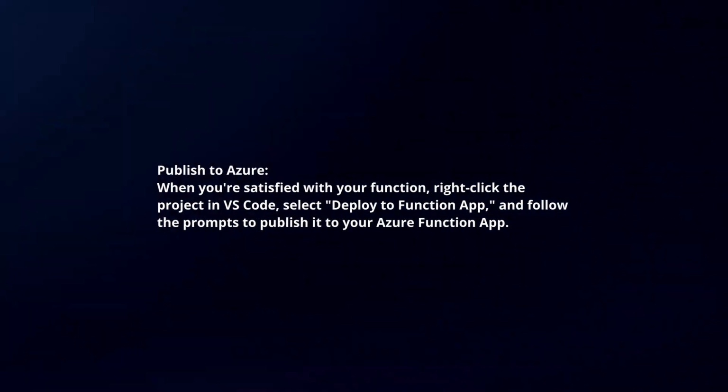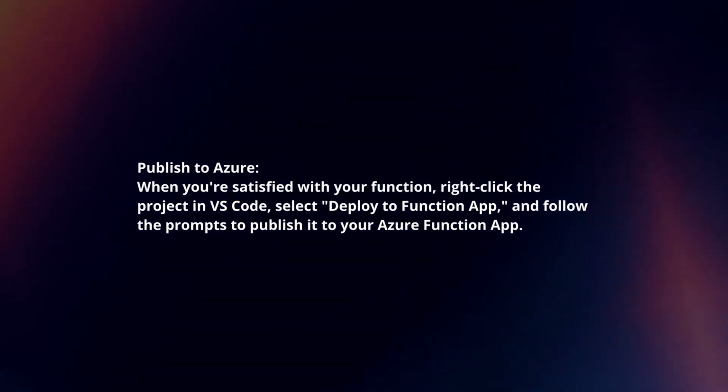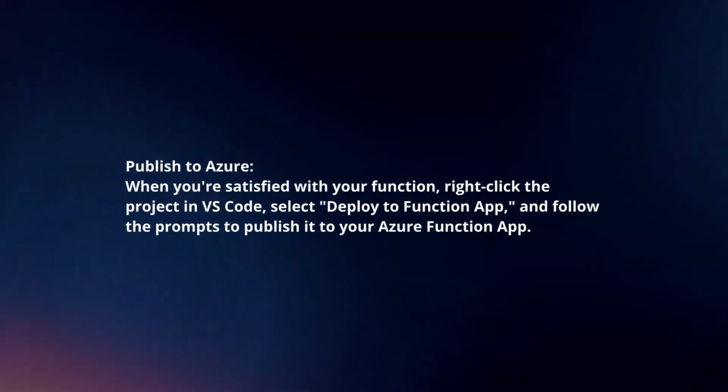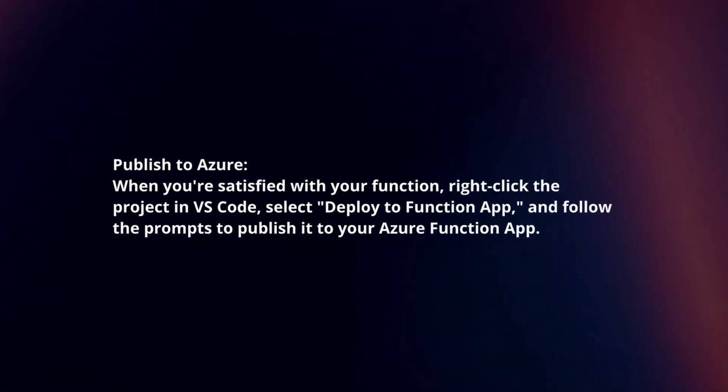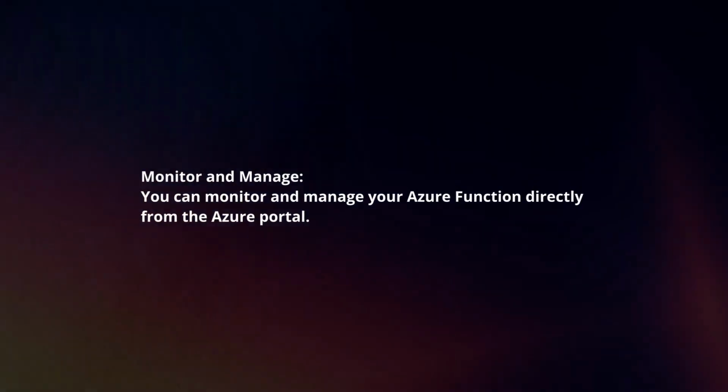Publish to Azure. When you're satisfied with your function, right-click the project in VS Code, select Deploy to Function app, and follow the prompts to publish it to your Azure Function app. Monitor and manage. You can monitor and manage your Azure function directly from the Azure portal.